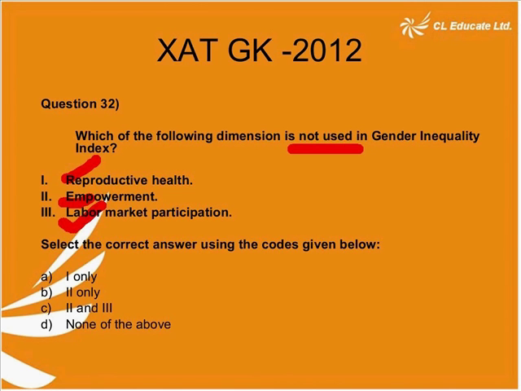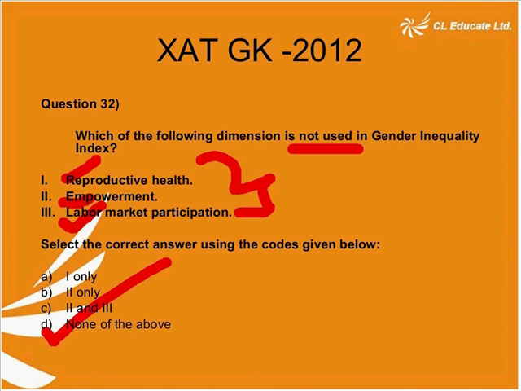Well, I could see the answer. Most of you have given A as the correct answer. Well, these questions seem to be tough. A lot of you are unable to answer. Well, the correct answer is none of the above. That is, all the three are included to measure gender inequality index. So the idea is, all three come under gender inequality.